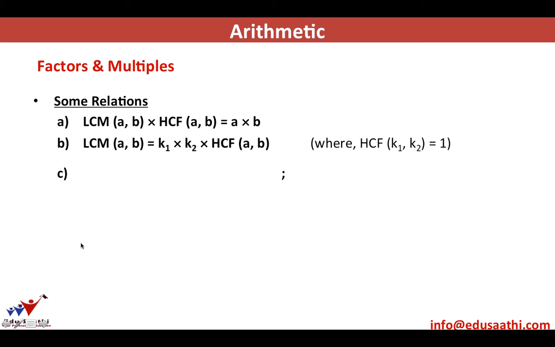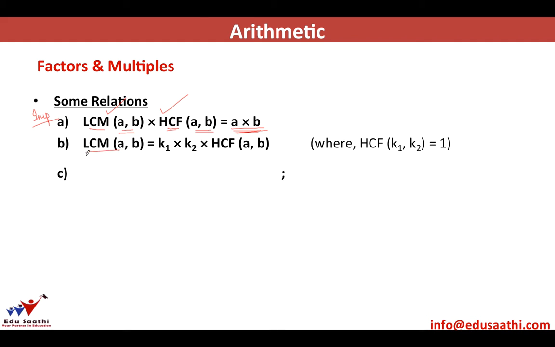Now, very, very important relationships that I have to remember when I'm looking at the case of LCM and HCF. The first being: LCM of two numbers into HCF of those same two numbers is equal to the product of the two numbers. Very, very important rule. LCM into HCF is equal to the product of the two numbers. This relationship is only valid for two numbers. This relationship is not valid for three numbers.